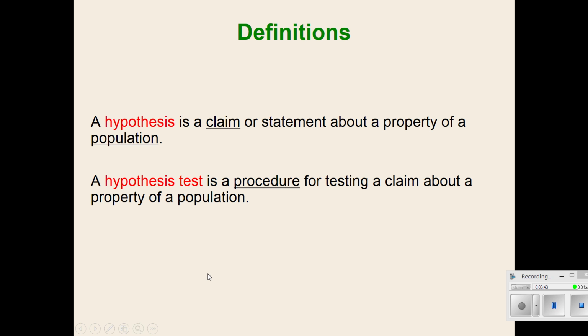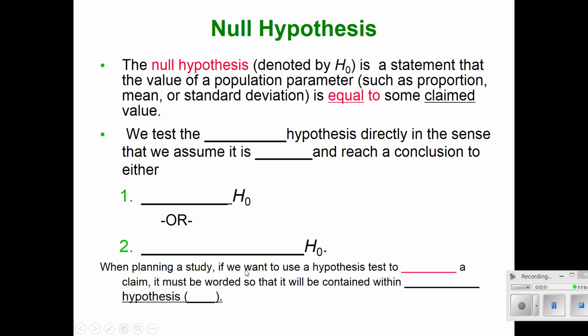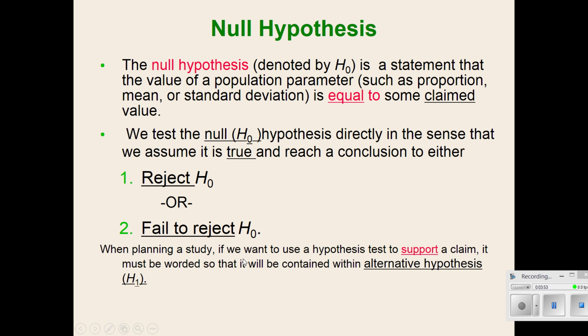We have definitions. A hypothesis is a claim. A hypothesis test is the procedure for testing that claim, which we're going to be learning. We have the null hypothesis, which is denoted with a subscript of 0, H sub 0. It is the default assumption that we are trying to reject so that we can support an alternative, which hopefully will be our claim. We want to word our claim so that it falls under the alternative. The alternative hypothesis is going to be symbolized by H sub 1.